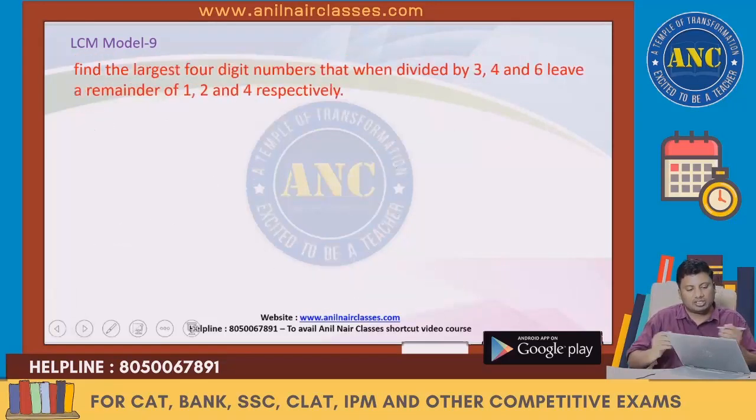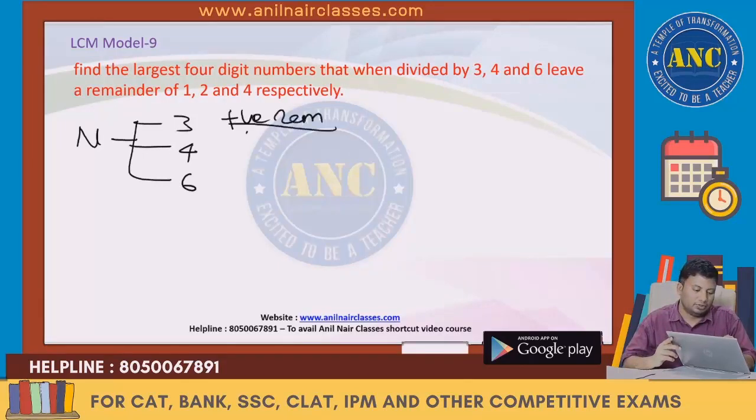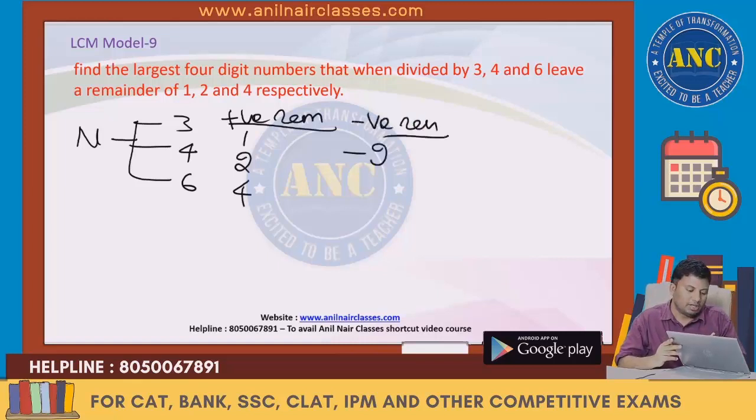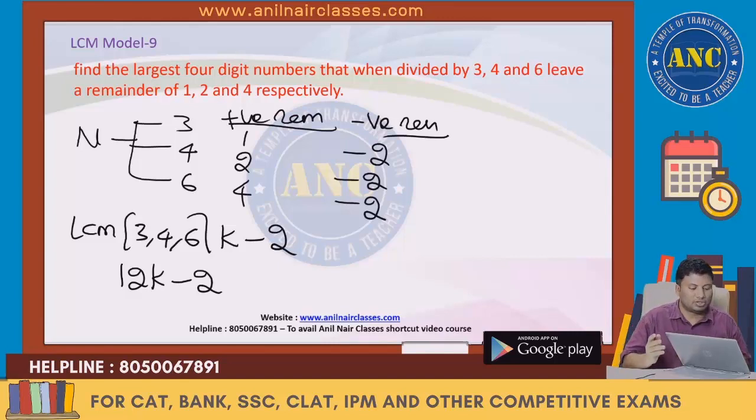Find the largest 4-digit number N. It is divided by 3, 4, 6. Positive remainders are 1, 2 and 4. Negative remainders will be minus 2, minus 2, minus 2. Negative remainders are the same. LCM of 3, 4, 6 into k minus 2. It is nothing but 12k minus 2.